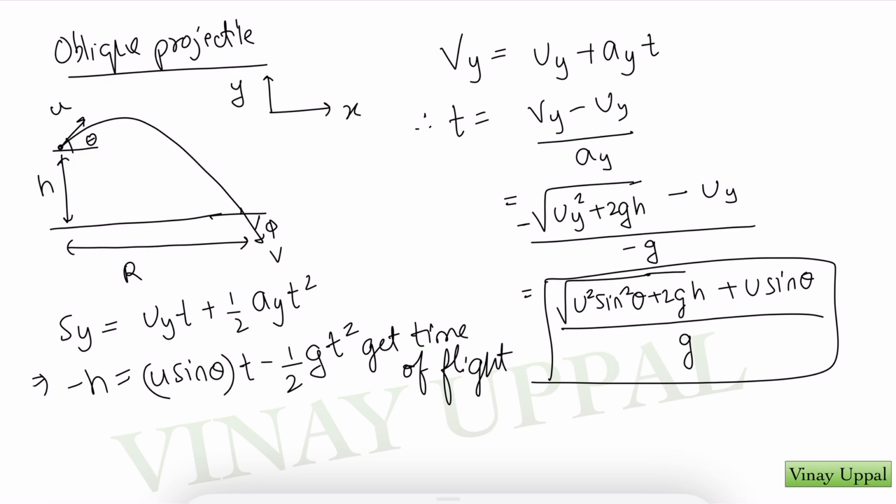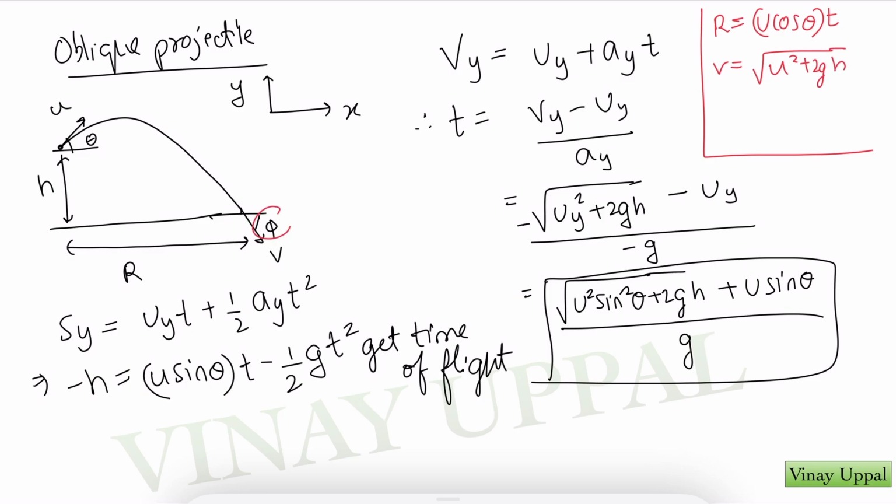Alright, now what about range? If I know the time of flight, can I get the range? Yes, I can get the range as simply the x component of velocity, u cos theta, multiplied by the time of flight, because there is no acceleration in the x direction. Alright, what about this value of v? We already saw that v is the square root of u squared plus 2gh. You can get it by the third equation or energy conservation.